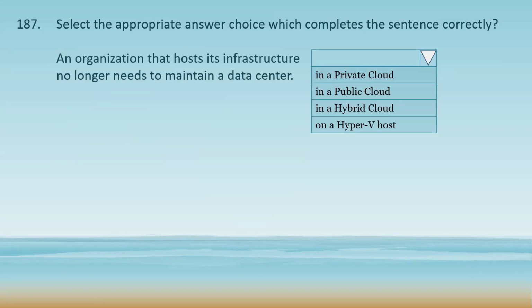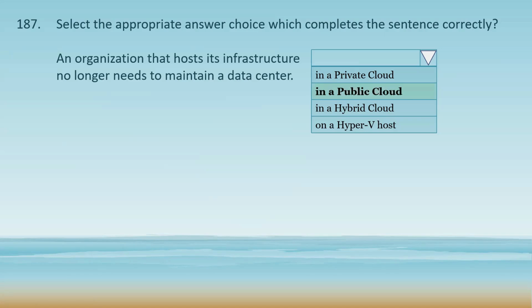Select the appropriate answer choice which completes the sentence correctly. An organization that hosts its infrastructure, and your options are in a private cloud, in a public cloud, in a hybrid cloud, on a Hyper-V host, no longer needs to maintain a data center. So basically the requirement is to get rid of maintenance of their own data center. And you can achieve this in a public cloud.